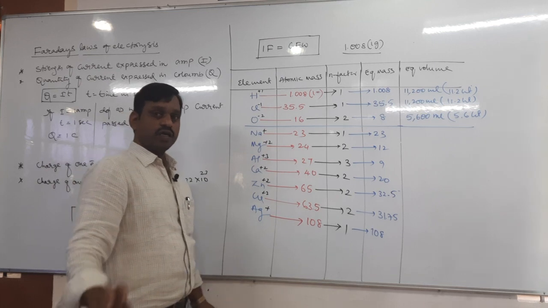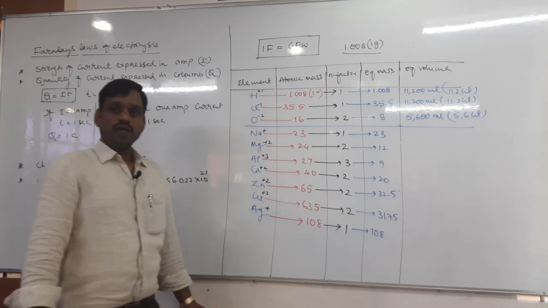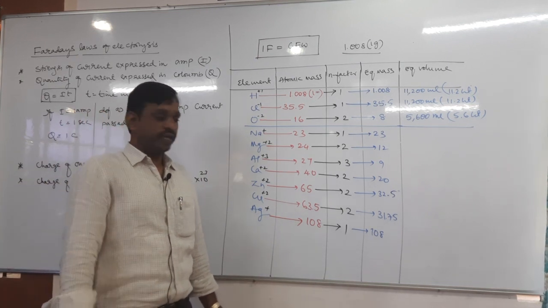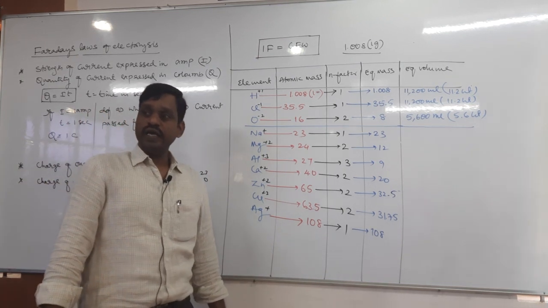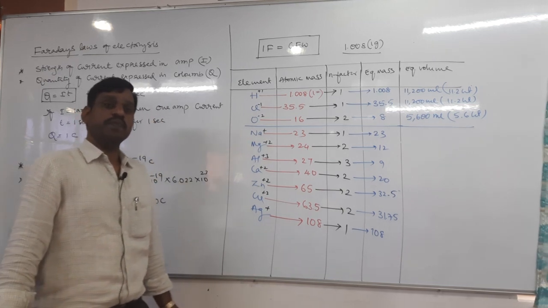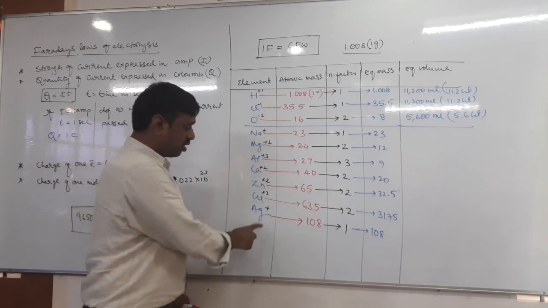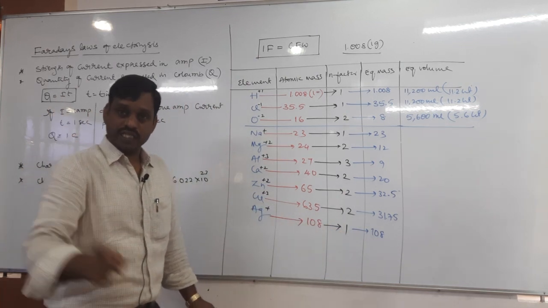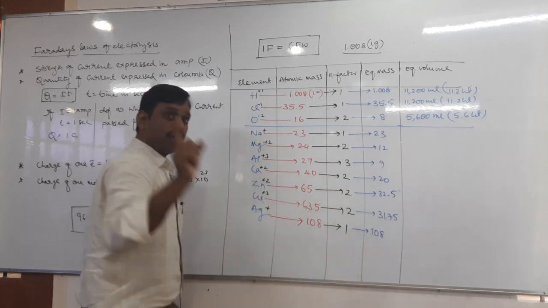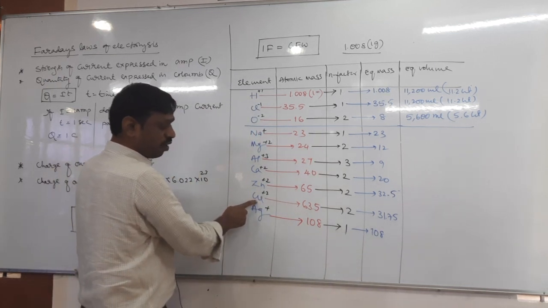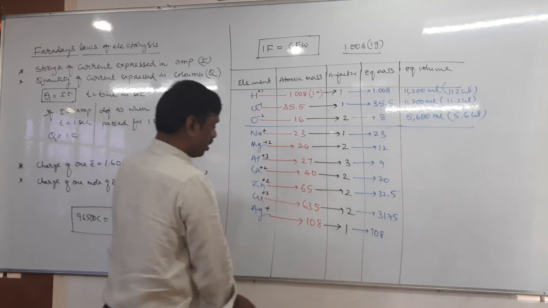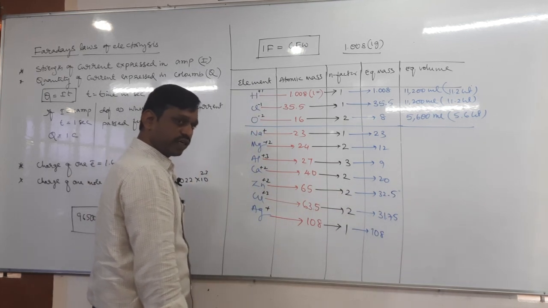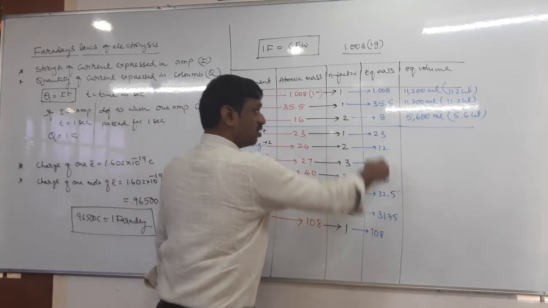Now tell me, suppose the question is like this: when 1 Faraday of electric current is passed through molten AgNO3, how many grams of silver are deposited? It is 108 grams, because 1 Faraday can deposit 108 grams of silver. 1 Faraday of electric current can deposit how many grams of copper? 31.75 grams. 1 Faraday can deposit 32.5 grams of zinc. Like that, 1 Faraday can deposit these equivalent weights.